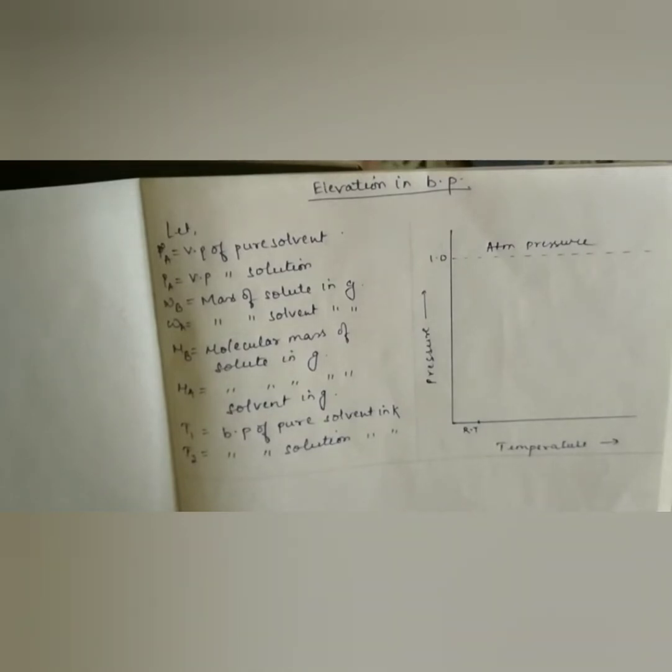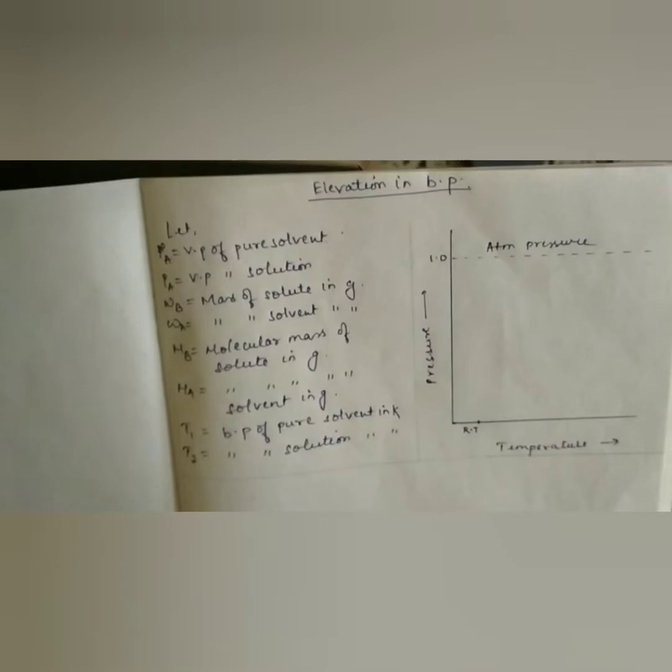The magnitude of increase in boiling point is called elevation in boiling point. Now since elevation in boiling point is directly proportional to the mole fraction of the solute, hence it is a colligative property. So let us try to depict that by an equation and by plotting graphs.